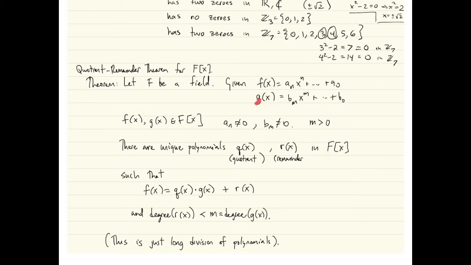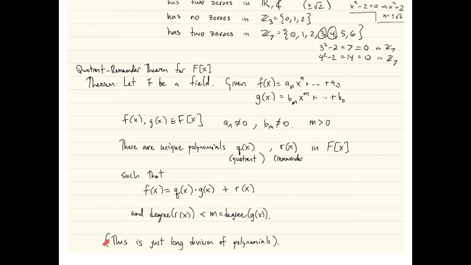And if f of x and g of x start with integer coefficients, these polynomials, quotient and remainder, might not have integer coefficients. They'll at least be rational. They'll have rational coefficients. But anyway, okay. One other important point is the remainder. The degree of the remainder is less than the degree of the polynomial you're dividing by.